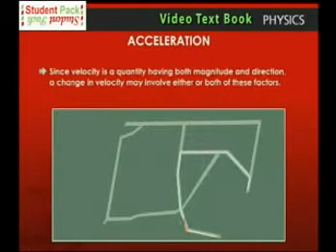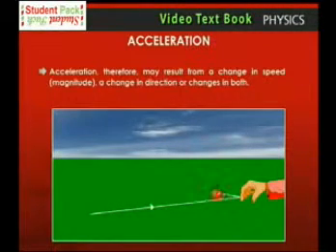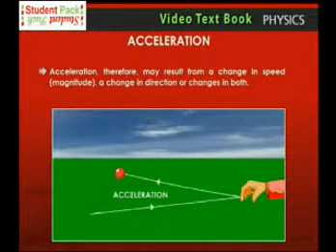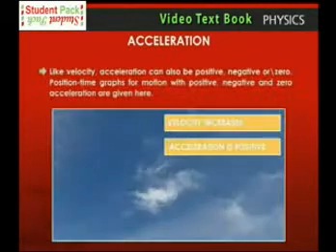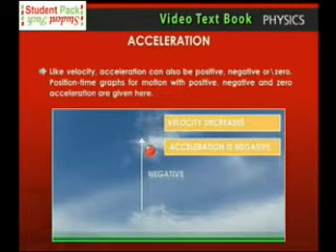Since velocity is a quantity having both magnitude and direction, a change in velocity may involve either or both of these factors. Acceleration, therefore, may result from a change in speed or magnitude, or a change in the direction, or a change in both. Like velocity, acceleration can also be positive, negative, or zero.